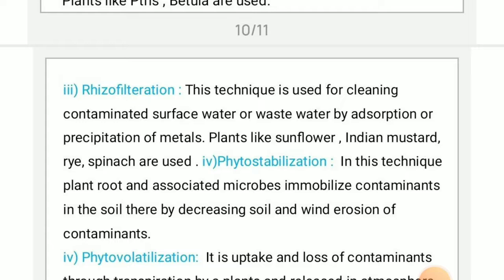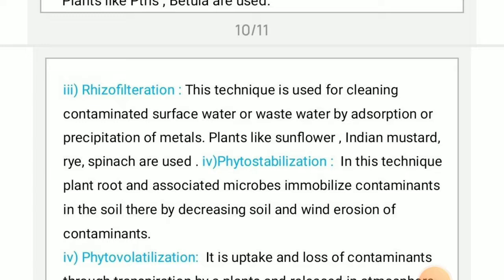The fourth one is phytostabilization. Stabilization means keep it as it is. Whatever toxic metals are released from the contaminated site, or present in that contaminated site, maybe in the water bodies or maybe in the soil, these hazardous chemicals or heavy metals can be directly stabilized with the help of the plant. Stabilization means to arrest. Whatever the toxic substances, they are arrested by the help of this plant, and this is nothing but phytostabilization.